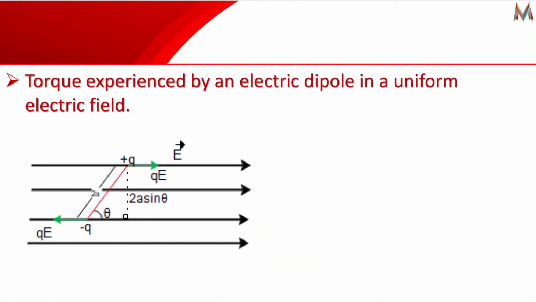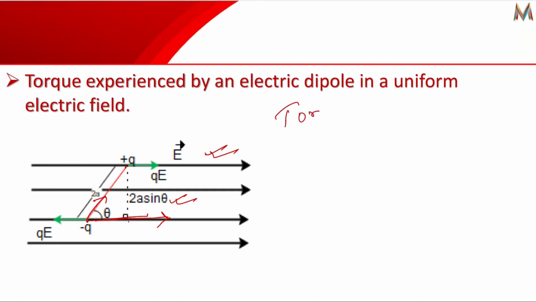Now there is another expression that we have to find: torque experienced by an electric dipole in a uniform electric field. So here we have drawn the uniform electric field lines, and this is the uniform electric field. We have placed a dipole, minus q plus q, dipole length 2a, in such a way that this dipole moment p vector makes angle theta with the electric field.